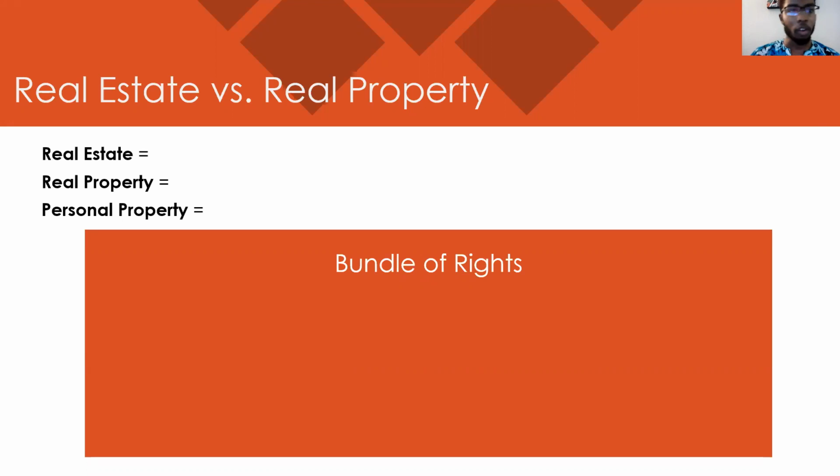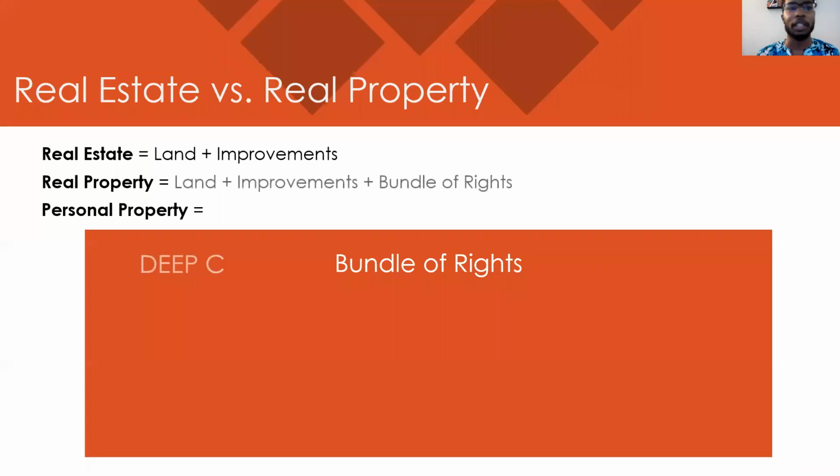So when you think real estate, the first thing that should come to your mind should be land plus improvements. And when we're talking about improvements, we're talking renovating the bathroom, those kitchen renovations, putting up a fence around the home, things like that. So what's real property?